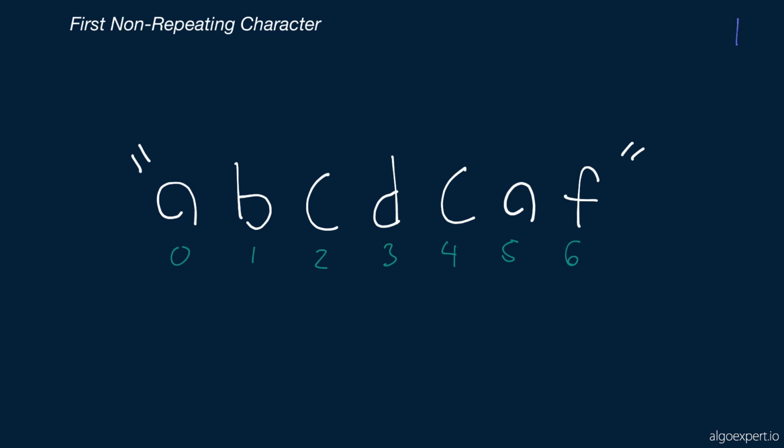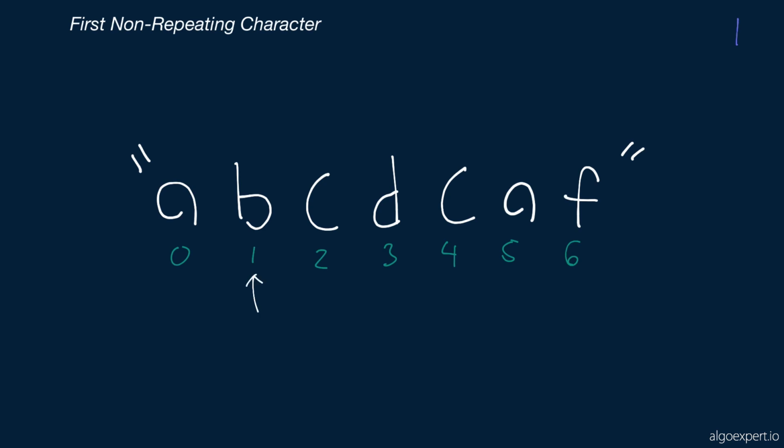What you're being asked to do is to return the index of the first character that is non-repeating in this string. A non-repeating character is simply a character that only occurs one time. If no characters in the string are non-repeating, you are asked to return -1. So for this sample input, we are asked to return 1.